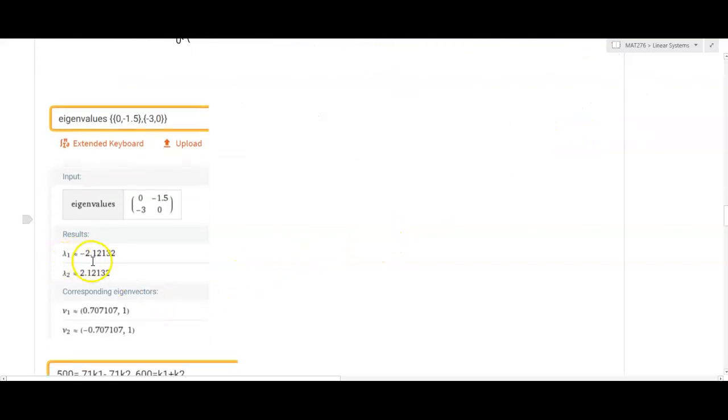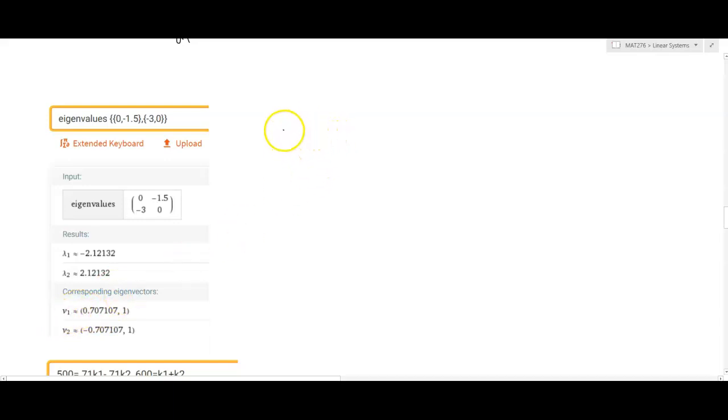So I get a lambda 1 of about negative 2.12. I've pressed the approximate form button because otherwise it gives you the exact values, and those can look pretty ugly with radicals and all that stuff. And then I have my v1 and v2 here.